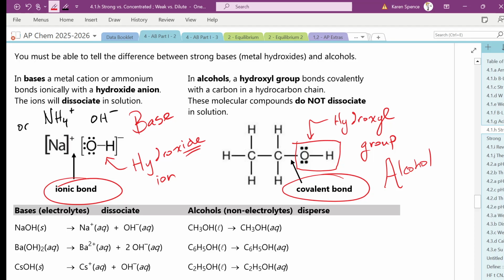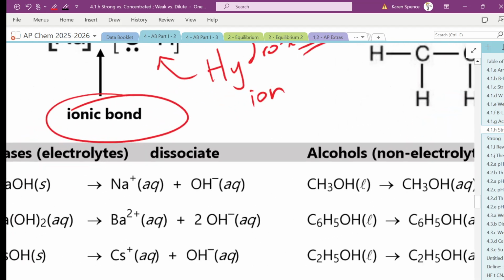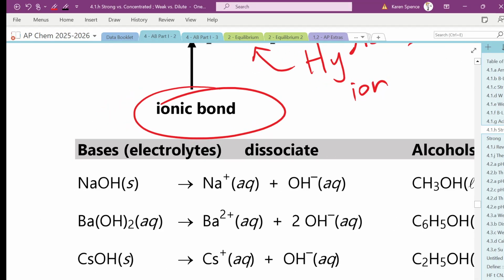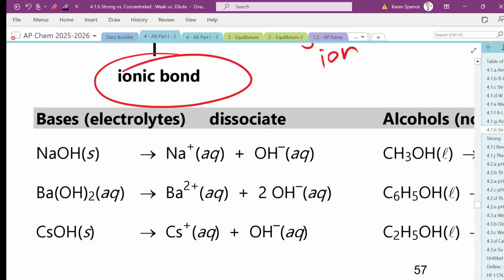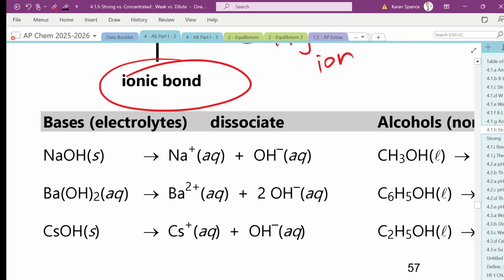So, how do these things work? Our bases dissociate as long as they are soluble. Okay, so you can see them coming apart. We've got NaOH gives Na+ and OH-. Ba(OH)2 gives Ba2+ and 2OH-. CsOH, cesium hydroxide, gives Cs+ and OH-. Those are your bases. They all are metals with hydroxides.